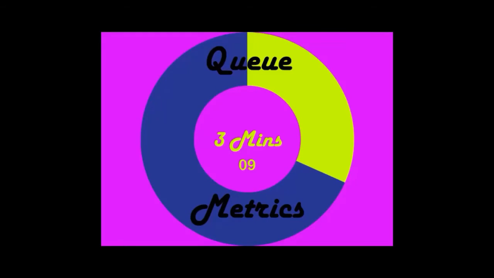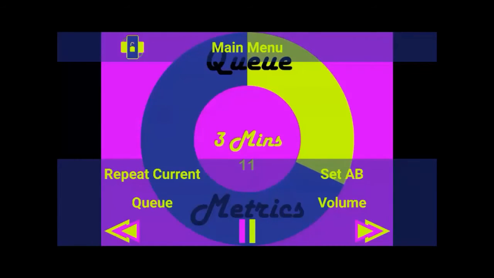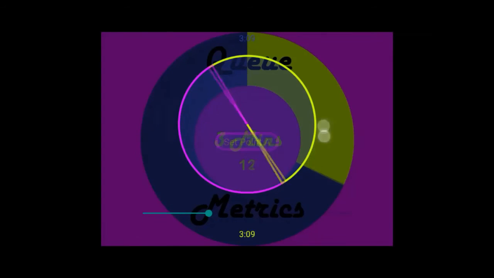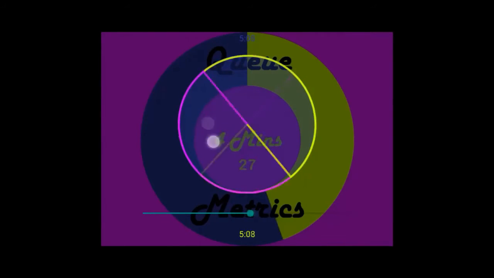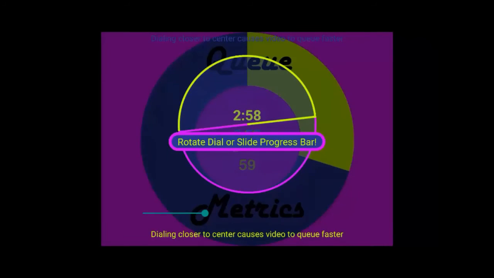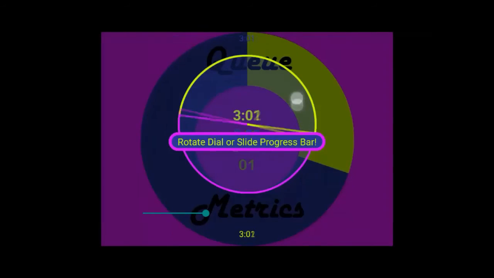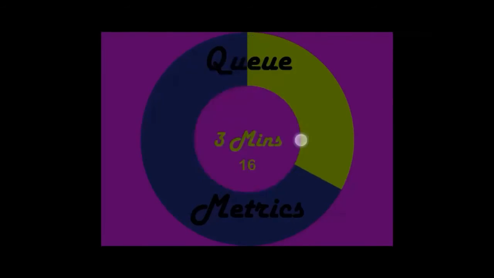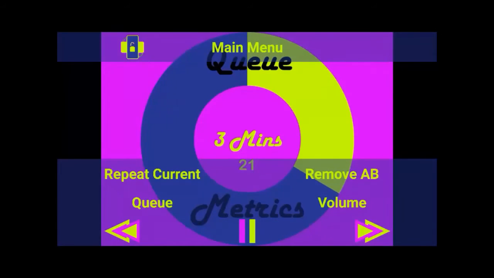Okay, so now I'm going to set an A-B point. So we'll set the A point, go to point A, and then go to point B and release. Now what happens is, if I queue while an A-B point is set, the dial will clip at the A-B points instead of the beginning and the end of the video, as you can see there. So that's another handy behavior. There's a little minor behavior which is marginally useful.